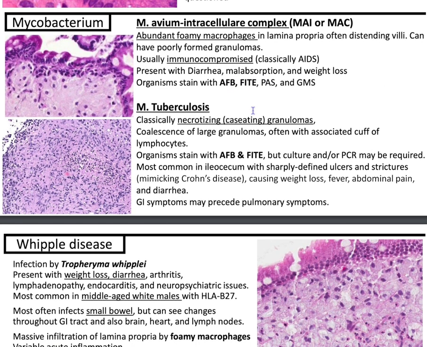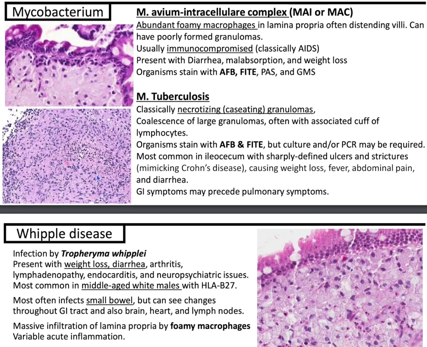M. tuberculosis, you'll have these necrotizing granulomas that coalesce, and they can have an associated cuff of lymphocytes. The organism stains with AFB and Fite, but culture and/or PCR may be required. Location-wise, in the GI tract, most common in the ileocecum with sharply defined ulcers and strictures. So in your differential, you want to have Crohn's disease in the back of your head, and it can cause weight loss, fever, abdominal pain, and diarrhea. GI symptoms of note may precede your pulmonary symptoms.